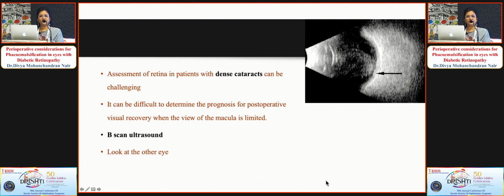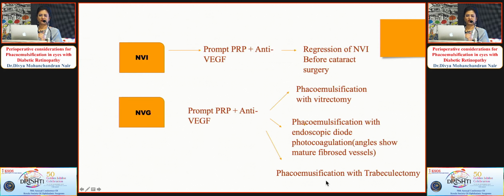And if in a very dense cataract the fundus is not visible, then try to take clues from the other eye. If there is PDR in the other eye, of course, there will be some kind of diabetic retinopathy in this eye. And always do a B-scan ultrasound before taking up a mature cataract.